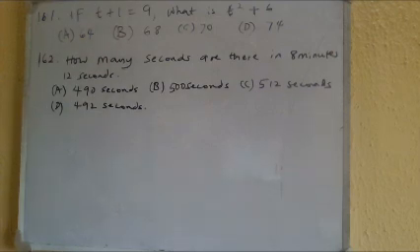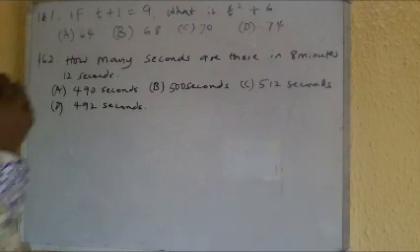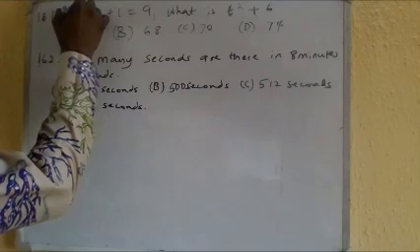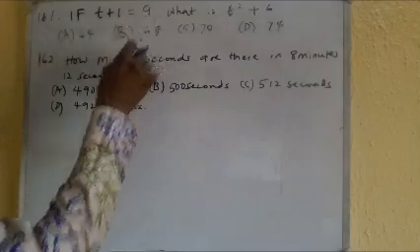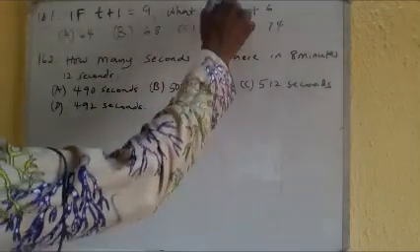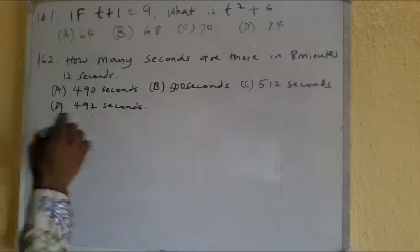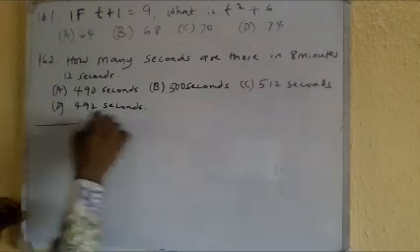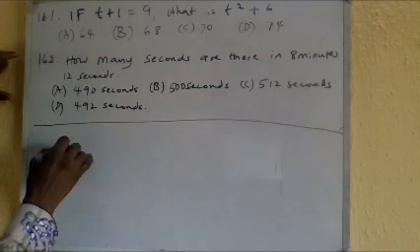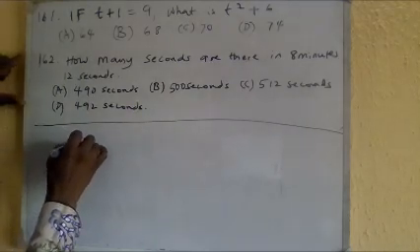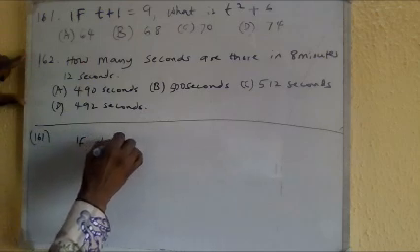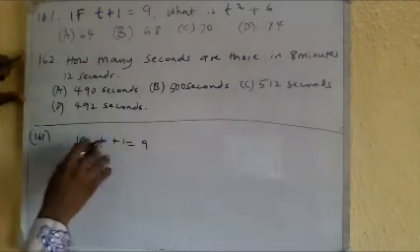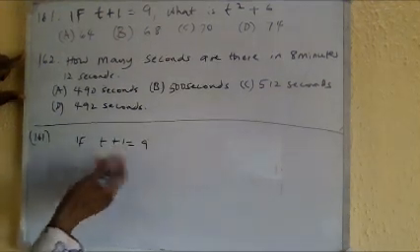This is the series where we are looking at past maths common entrance exam questions. I have on the board two questions. It says, if t plus 1 is equal to 9, what is t squared plus 6? To solve this first one, we are given a statement: if t plus 1 is equal to 9, so we can find t from here.